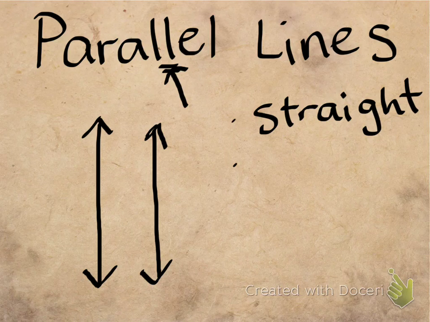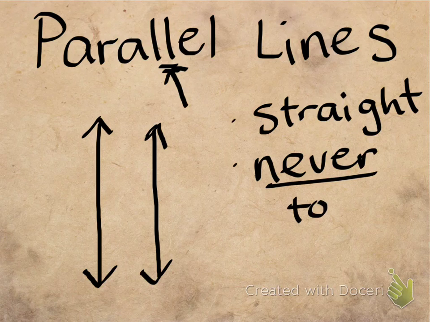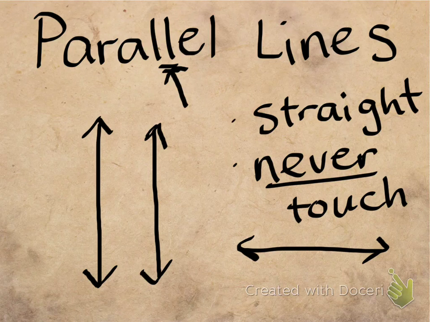They will also never touch or cross. They're going to always run next to each other, but they're never going to cross or touch. They also are going in the same direction, vertical. I can also draw them horizontally. That's okay. They're still fitting that they are straight and they're never going to touch.